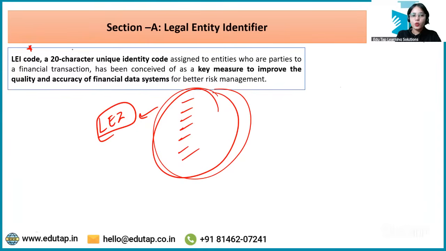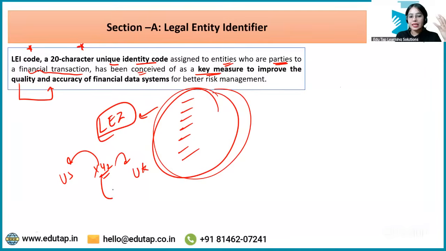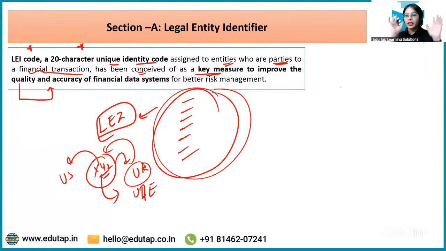Okay. So the LEI code is a 20-character unique identity code assigned to entities who are parties engaged in financial transactions. This has been conceived of as a key measure to improve the quality and accuracy of financial data systems for better risk management. Because if an entity has taken loans from entities in the US, the UK, and the UAE, and the other entities giving the loan are not aware of how much loan this entity has taken, how much exposure it has, the entity could just take the loans and close down, running away with the money.